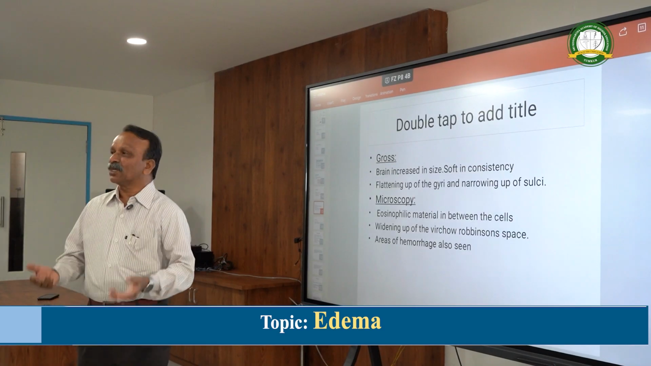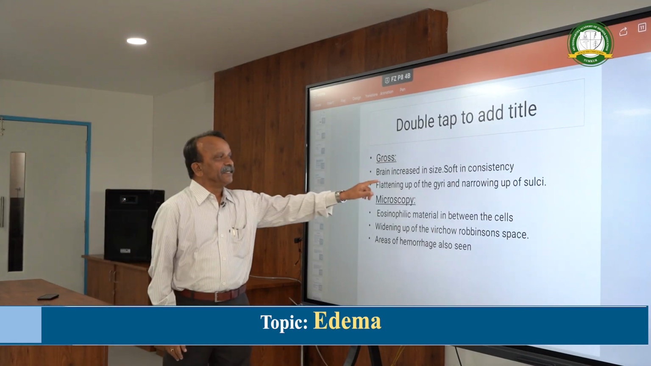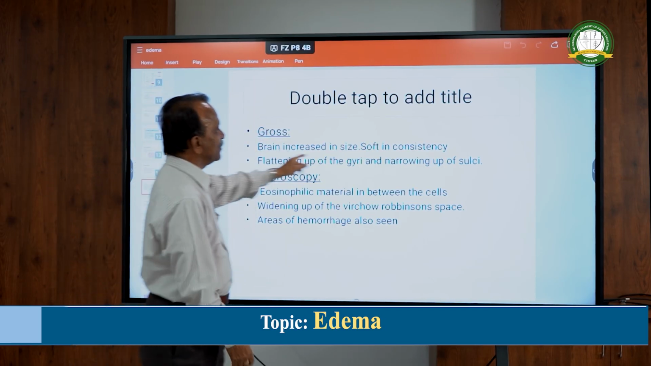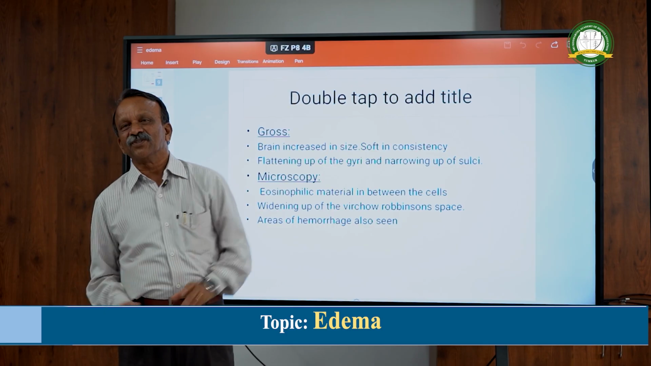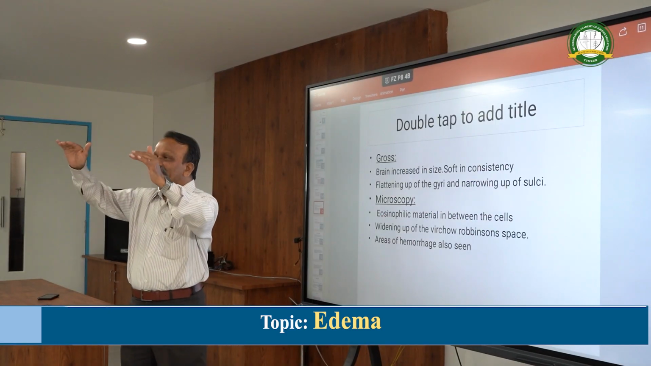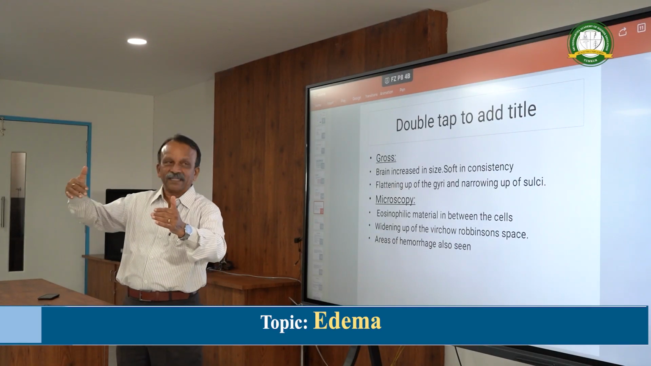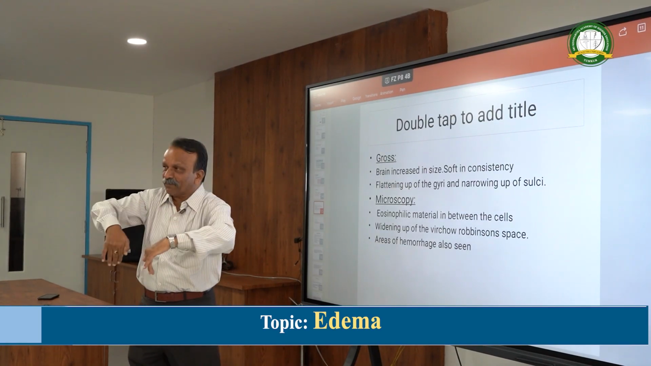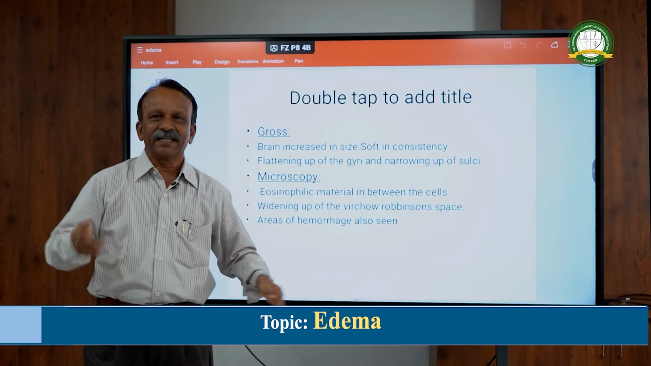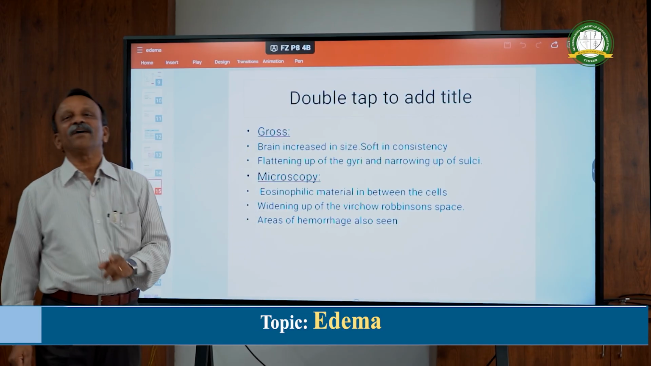Coming to the gross pathology of the edema of the brain: grossly, there will be an increase in the size of the brain, and it is soft in consistency. There is flattening of the gyri and narrowing of the sulci, very characteristically seen in case of edema of the brain.